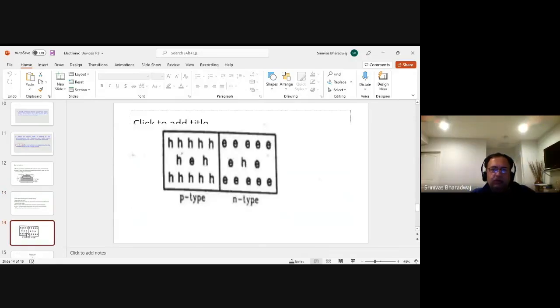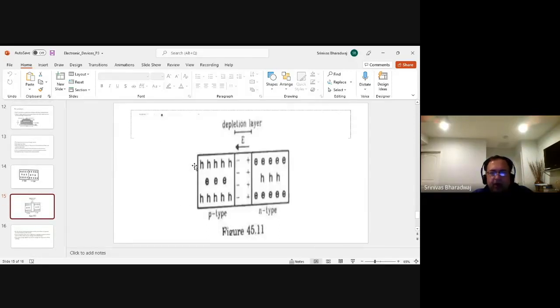Now which way you are placed matters. If you have this kind of situation, this is the starting point: N type has more electrons, P type has more holes. After the depletion layer is created, you have a positively charged side and a negatively charged side, and there is an inbuilt electric field here.